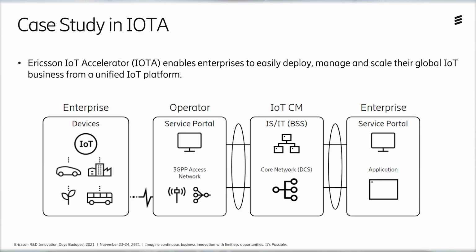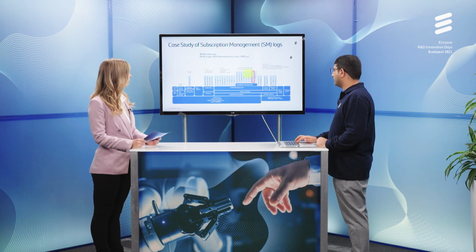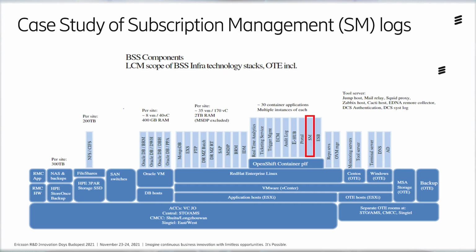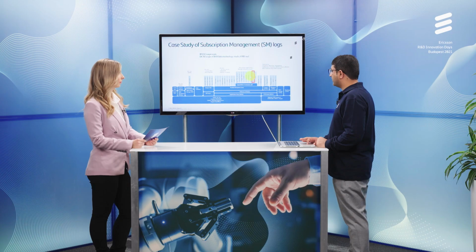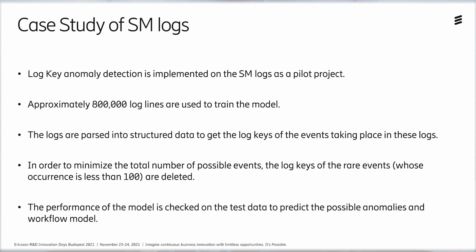As I know, this project is in a pilot phase, but it would be great to see if there was any situation where this solution has already been useful. I already told you that the need arose from some of the teams in IoT Accelerator. There we have the BSS component, which has OpenShift components. For our pilot project we took one subcomponent of the OpenShift container, called subscription management. We are taking its logs and trying to detect anomalies in the logs that are generated continuously. We took around 800,000 log lines from subscription management.